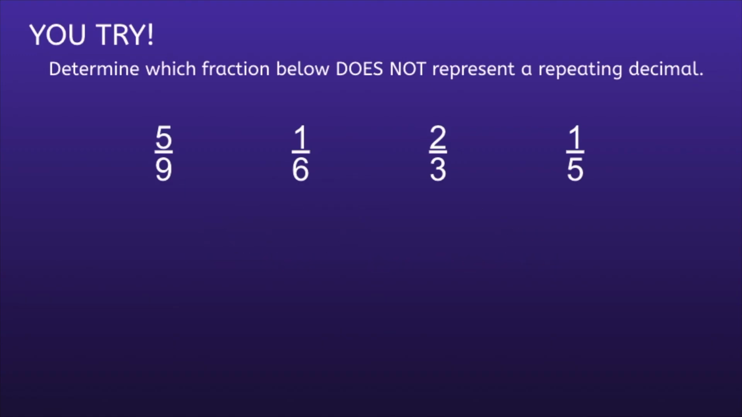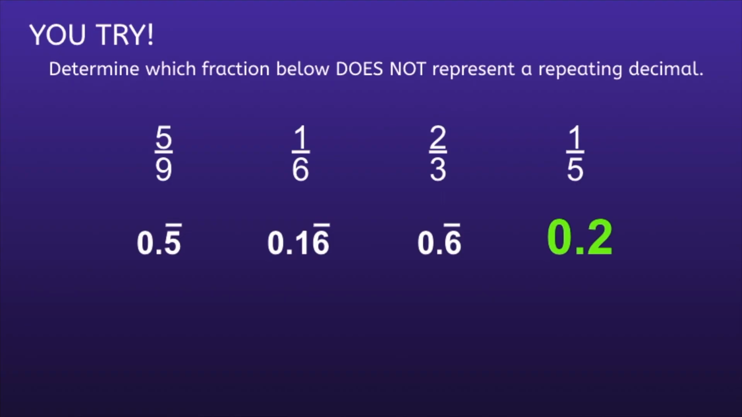Let's see if you are correct. 5/9 is equal to 0.5 repeating. 1/6 is equal to 0.16 repeating. 2/3 is equal to 0.6 repeating. And 1/5, which is the answer, is equal to 0.2, which is the only terminating decimal out of all those fractions. If you had any of these incorrect, I would recommend you pause, go back, and try to find your mistake.